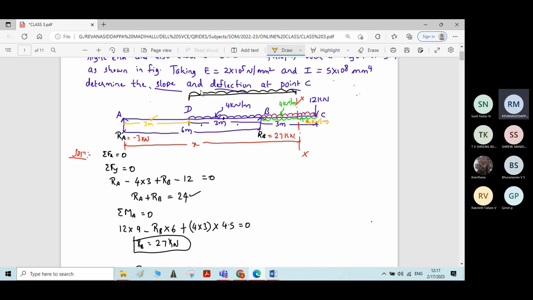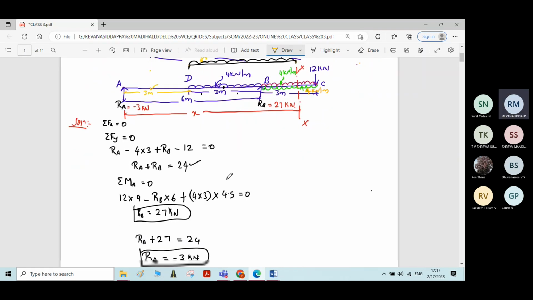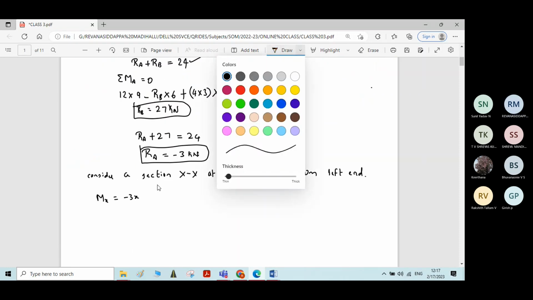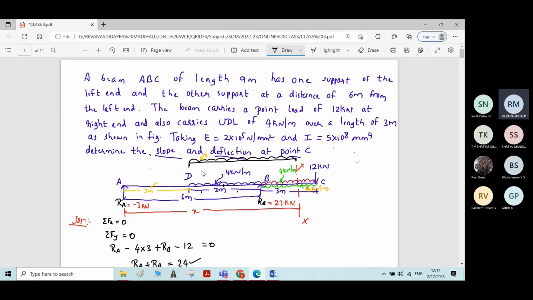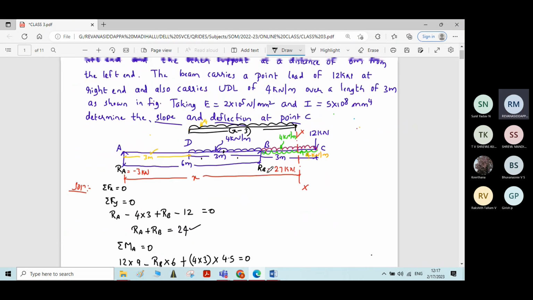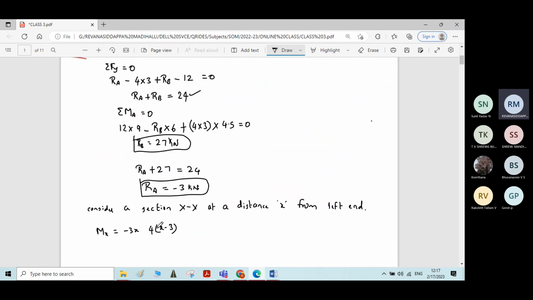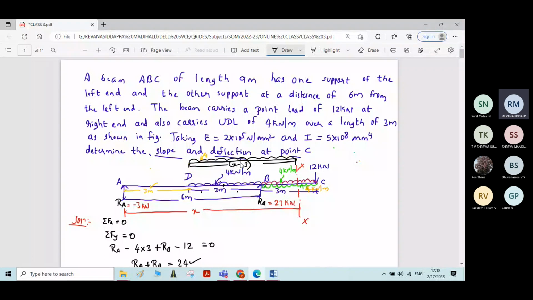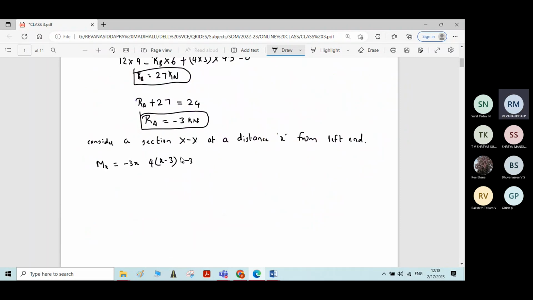The intensity of the UDL is 4 kilonewton per meter. Here I will write the intensity of the UDL, 4, into, it is acting over a length of how much? This length is x minus 3. X minus 3 gives the distance of the UDL between point D and the section XX. Now you have converted UDL into point load. Intensity of the load is 4, acting over a length of x minus 3. Load into length gives the conversion of UDL into point load. Again into perpendicular distance, which means the distance of the center point of the UDL from this section XX, that is (x minus 3) by 2.